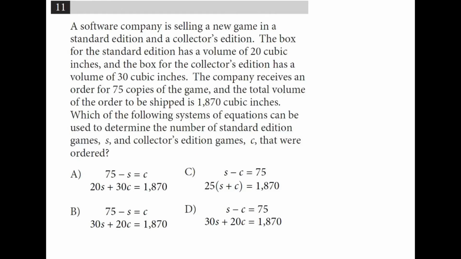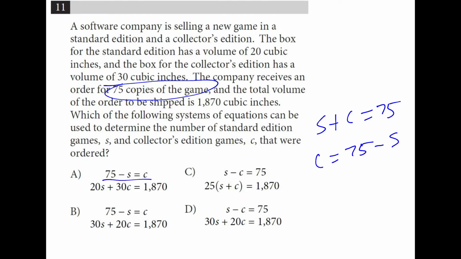Software company selling a game in a standard edition and a collector's edition. So 75 copies of the game total. That's standard plus collector's is 75, which I don't see anywhere. That's kind of goofy. They rewrite it a little bit different. What if I did C is equal to 75 minus S? Okay, that checks out. Or I could do 75 minus S is C. Yeah, the same thing.